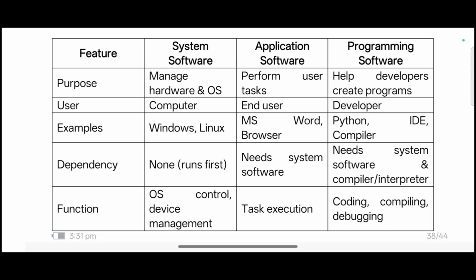Dependency: system software does not depend on another. Application software needs system software. Programming software needs system software and a compiler or interpreter. Function of system software is operating system control and device management. Application software function is task execution. Programming software function is coding, compiling and debugging.